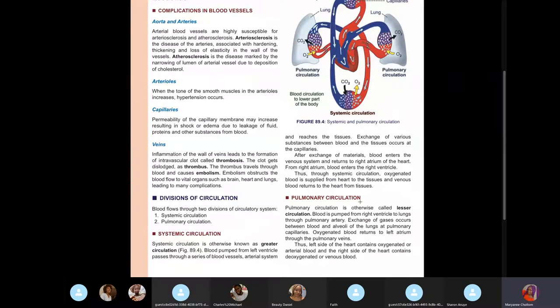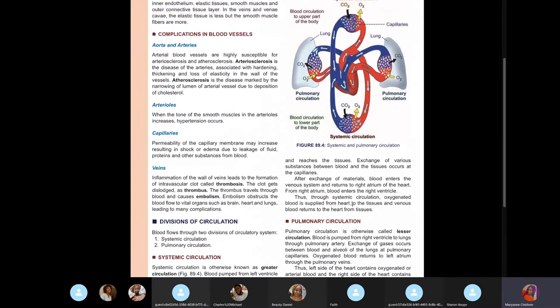Your pulmonary circulation, known as the lesser circulation, goes to your lungs. It's lesser because it only goes to your lungs. Your right ventricle pumps the blood to your pulmonary trunk, to your lungs, to receive oxygen, and it returns to your left atrium, to your left ventricle, and enters the systemic circulation again. So you see the way they're connected.